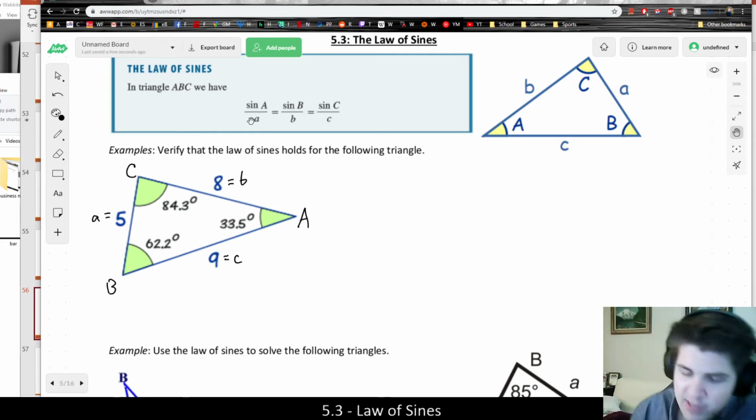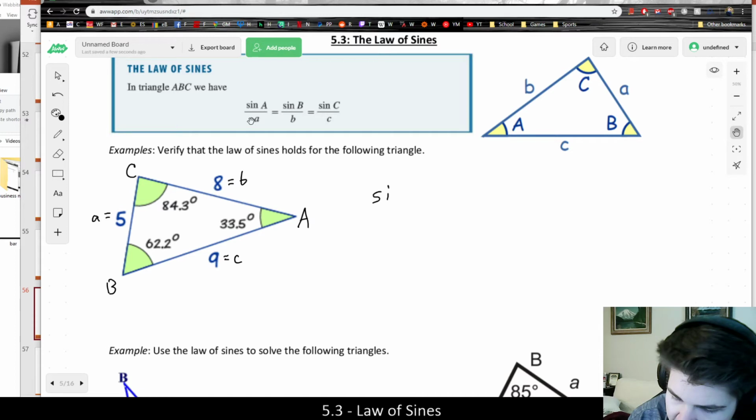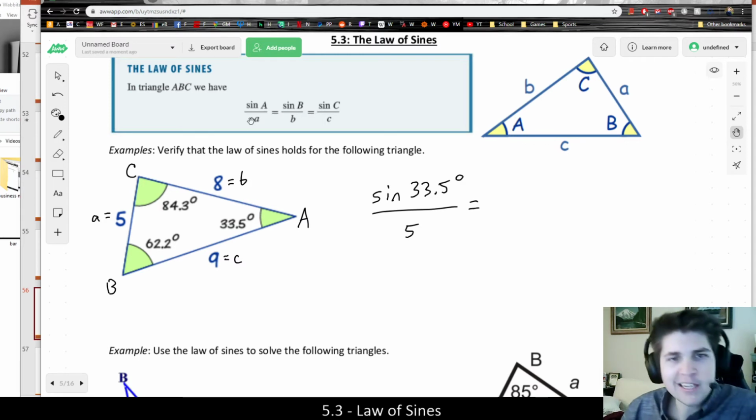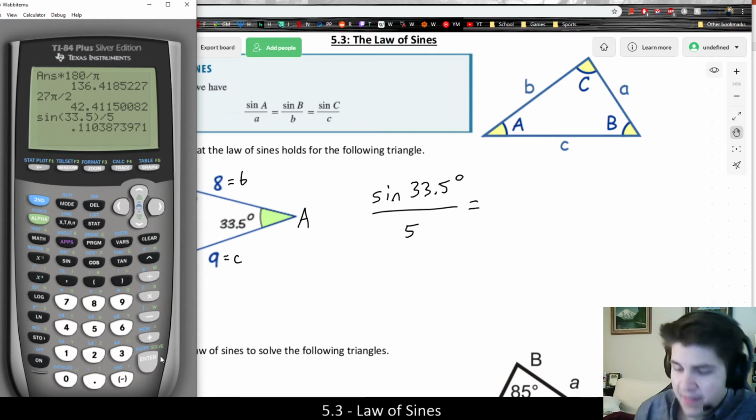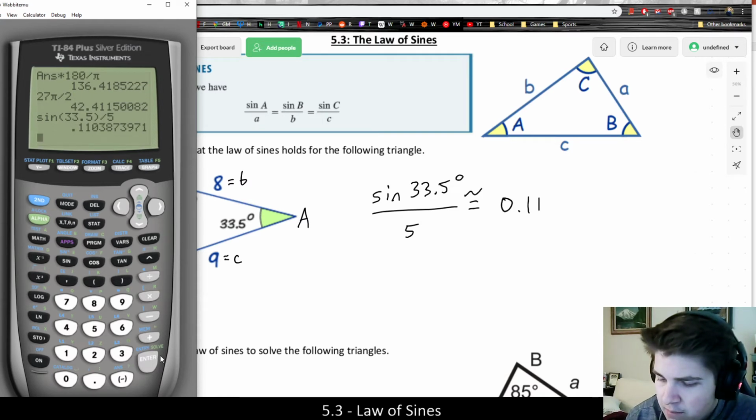So say, for example, we were to take the sine of angle A, which is 33.5, and divide it by side A, 5. Well, we don't really know what that would be without a calculator, but we could go ahead and calculate what this ratio would be. Sine of 33.5 divided by 5. And that's going to give me approximately 0.11.